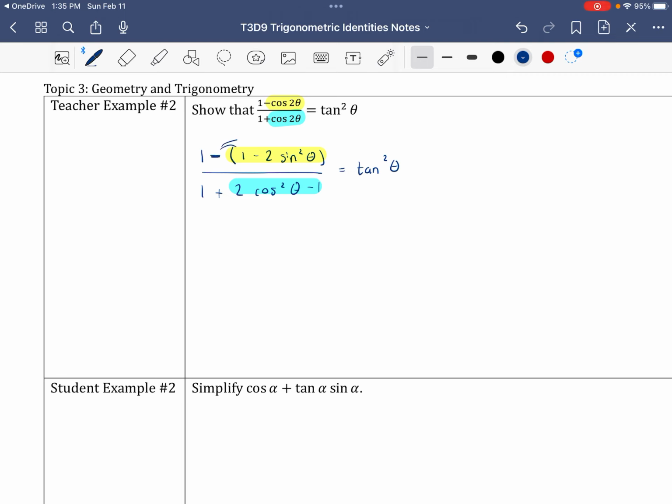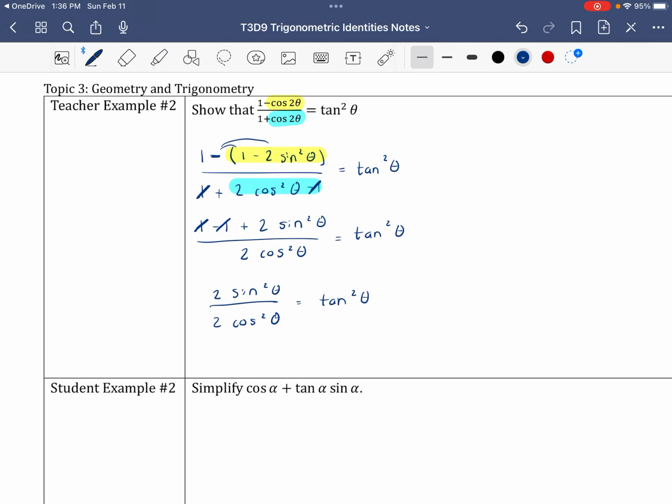Okay, since I have this negative here, I need to be able to distribute it. So I'm going to do 1 minus 1 plus 2 sine squared theta. And then in the denominator, I have a 1 and a negative 1. That's going to cancel out. So I'll have 2 cosine squared theta. And again, this equals tangent squared theta. And then again, I have this 1 minus 1 situation, which will cancel out. So I have 2 sine squared theta over 2 cosine squared theta, which equals tangent squared theta.